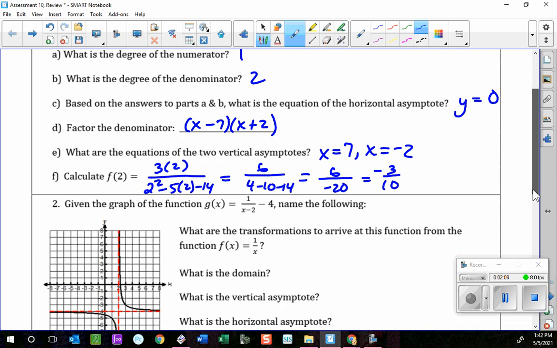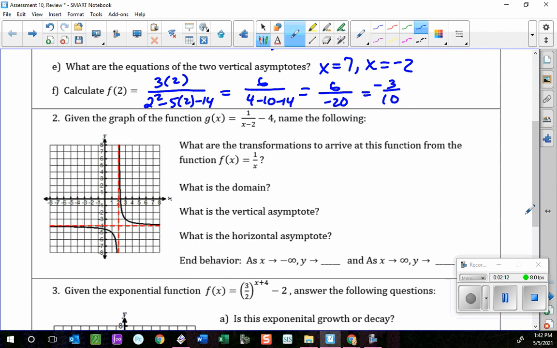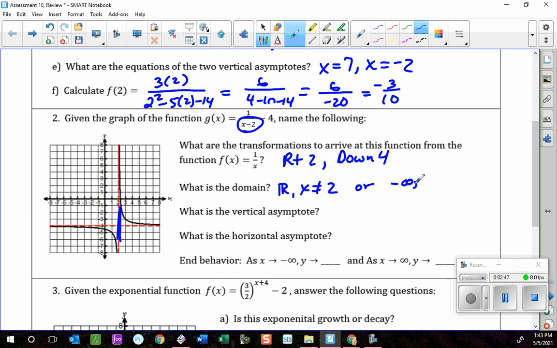So, next question. I've graphed this problem down here. You can see that it's been moved to the right 2 and down 4, and that's what this is asking. So, right 2 and down 4, from the original parent function. And let's see, what is the domain? My domain is everything except for this 2 right here, because x can't be 2, because it would make the denominator of the fraction 0. So it's all real numbers where x cannot be 2. Or you could write it like this, negative infinity to 2, parentheses, and then 2 to infinity.